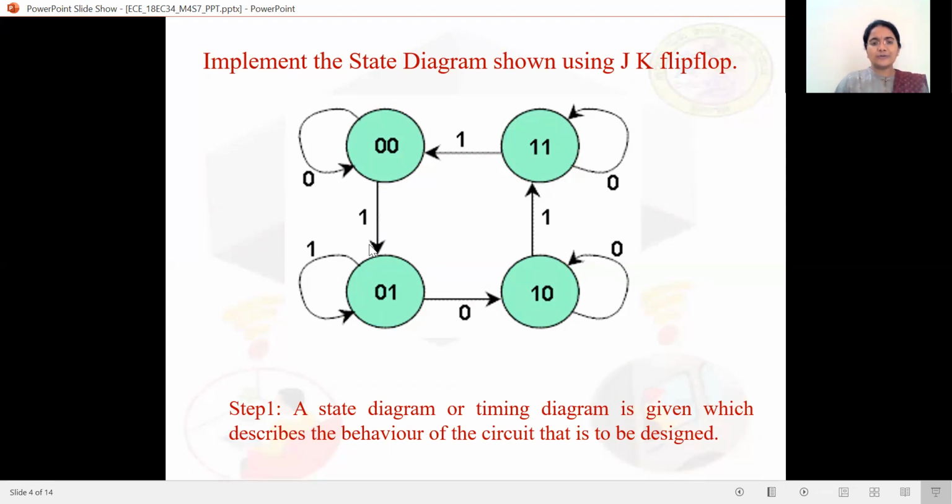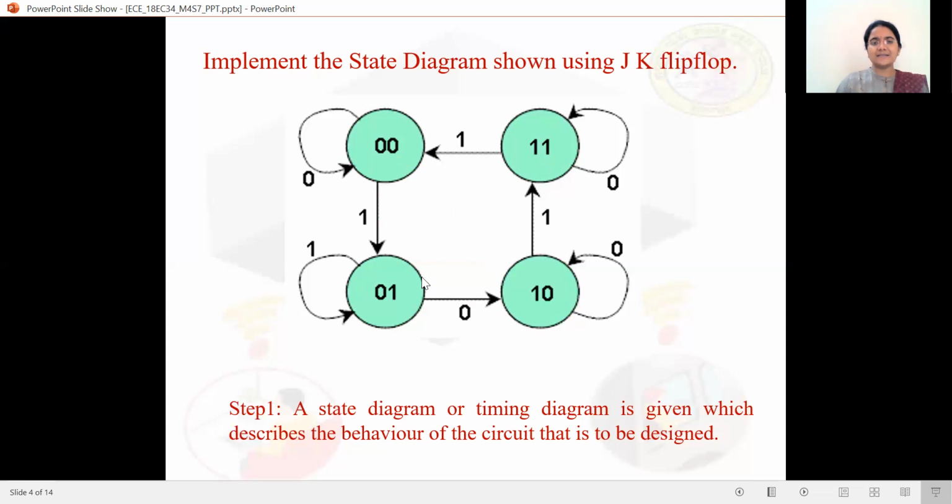When the present state is 01, when x is equal to 0, it goes to state 10. When x is equal to 1, it will be in the same state. When the present state is 10, when x is equal to 0, it will be in the same state. When x is equal to 1, it goes to the next state 11. When it is in present state 11, when x is equal to 0, it will be in the same state. And when x is equal to 1, it goes to the state 00.